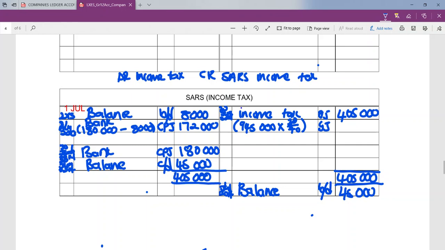Remember, the provisional payments that we've made, they equaled 360,000, but our tax assessment showed that we were supposed to pay 405,000. So it means that we owe SARS the difference, which is 45,000. And then at the end of the year, SARS income tax will become a liability.